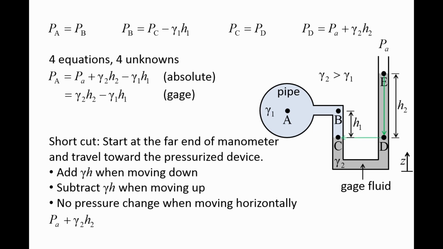Then we jump across horizontally from point D to point C, which is allowed since both points are in contact with the gauge fluid. And as we jump from point D to point C, the pressure does not change because they are at the same elevation. Next we travel upward from point C to point B, so we must subtract gamma 1 times h1. And finally, there is no pressure change as we move horizontally from point B to point A. Now that we have reached our destination, we can set the entire left side equal to the pressure at point A, and notice that we obtain the same equation as when we solved the set of 4 equations above.